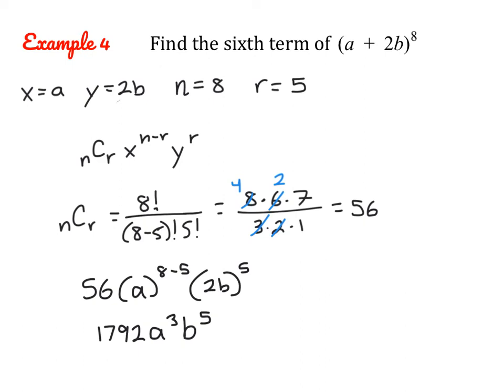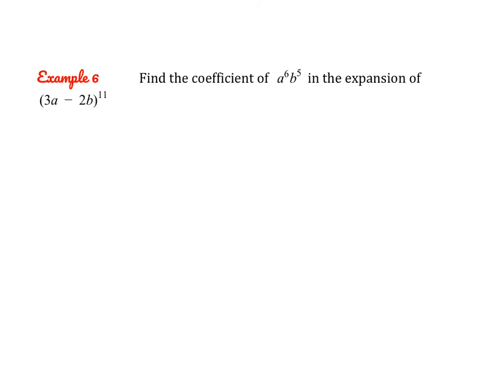And one thing to note, if you add up the degrees of your two variables, they should always equal whatever that n value is. And 3 plus 5 is 8. So that is the 6th term of that binomial expansion. So instead of having to find the entire formula, we can just use this binomial theorem, and we can find that specific term. Okay, let's try one more together.